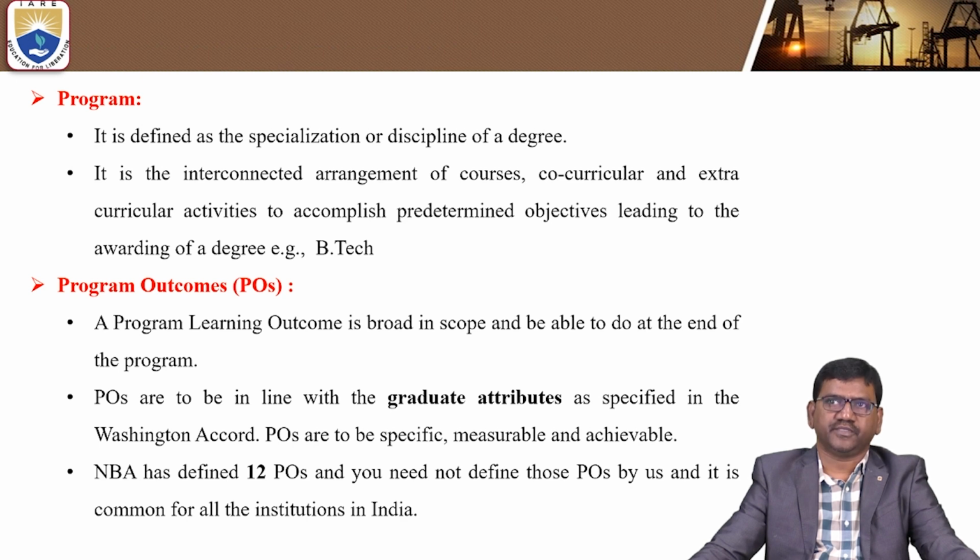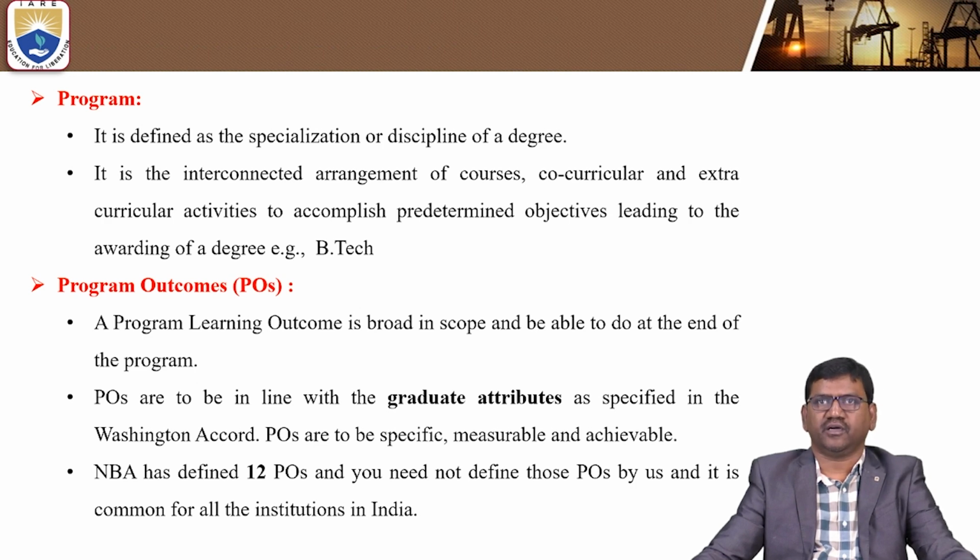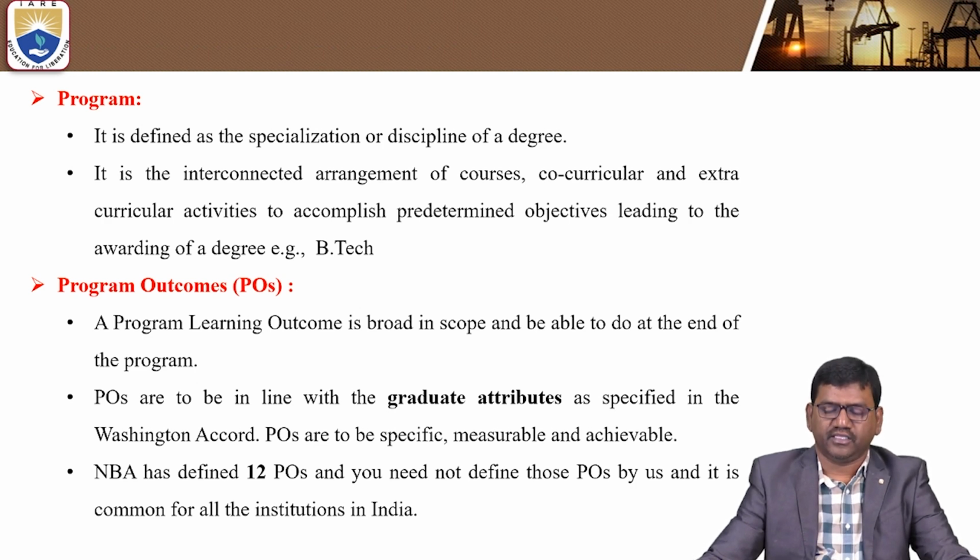So POs are to be specific, measurable and achievable. The National Board of Accreditation has defined 12 POs, program outcomes, and you need not define those POs by yourselves, and it is common for all the institutions in India. Whatever the institution across India, 12 POs have been defined by the National Board of Accreditation, and these 12 POs are standard and should be followed by all the institutions following the OBE education system.